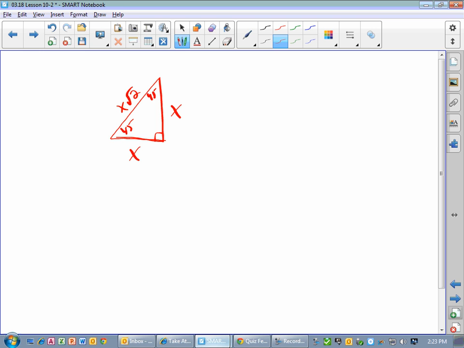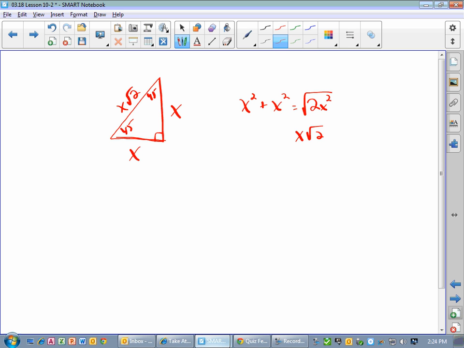Notice if we do a squared plus b squared, we'd have x squared plus x squared, which is 2x squared. And then to find this length, we take the square root of that sum, so the square root of 2x squared. So the square root of 2 is just that, the square root of 2, and the square root of x squared is x. You can derive it using the Pythagorean theorem, but it's usually faster and easier just to memorize this.